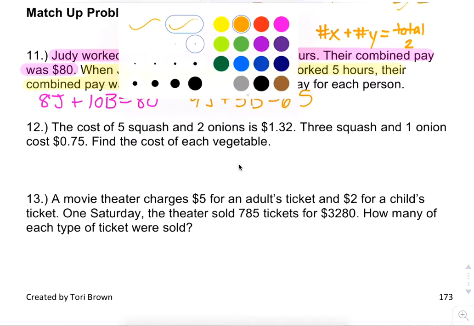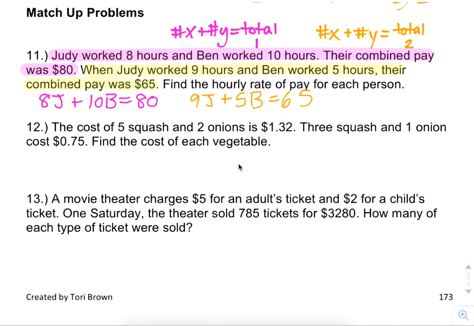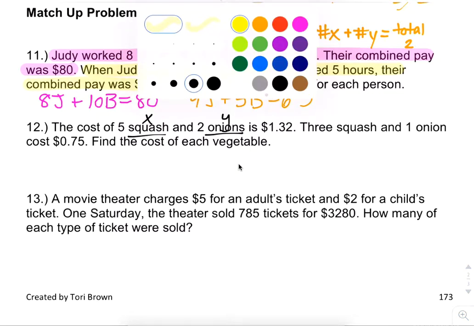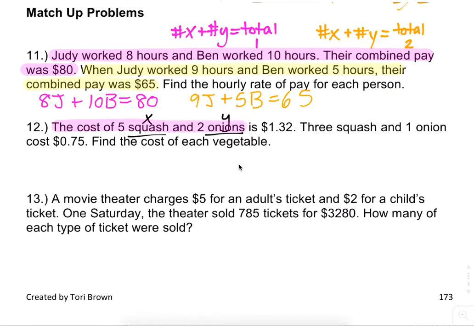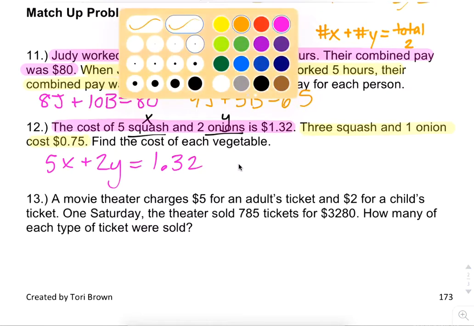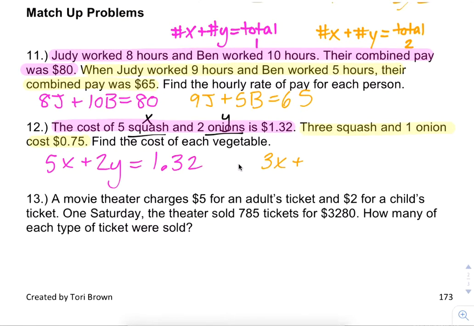Here's what I would do. I am really bad at making S's for variables because they look like 5s. And I'm really bad at making O's for variables because they look like 0s. So I'm going to use X and Y for this next problem. Okay, all right. First sentence, the cost of 5 squash and 2 onions is $1.32. So I'm going to do 5x, 2y equals $1.32. For the second equation, 3 squash and 1 onion is 75 cents. So 3x and 1y equals 75 cents. That's all you're doing for those. Okay, you're just matching up the pieces.